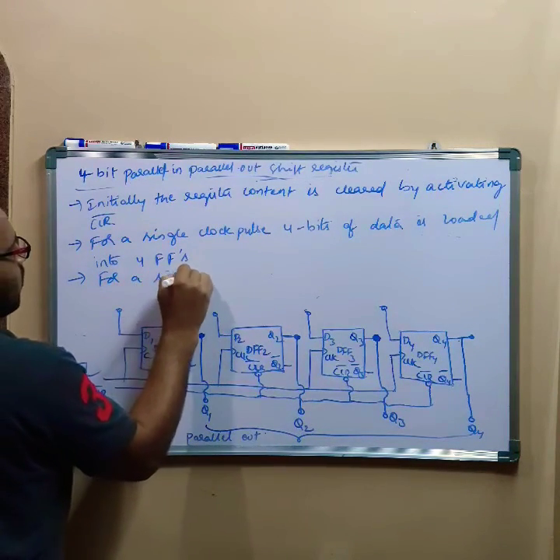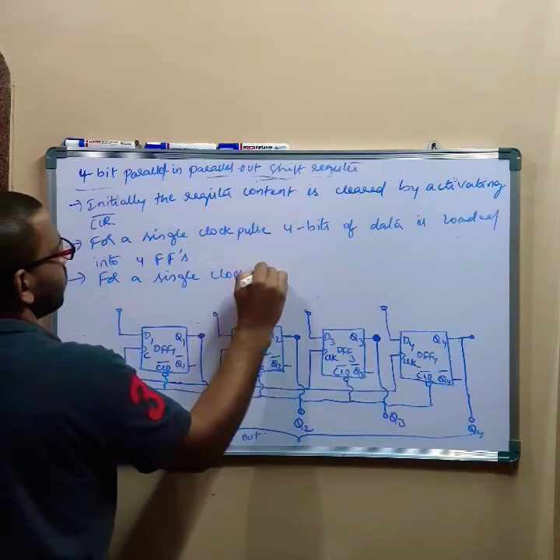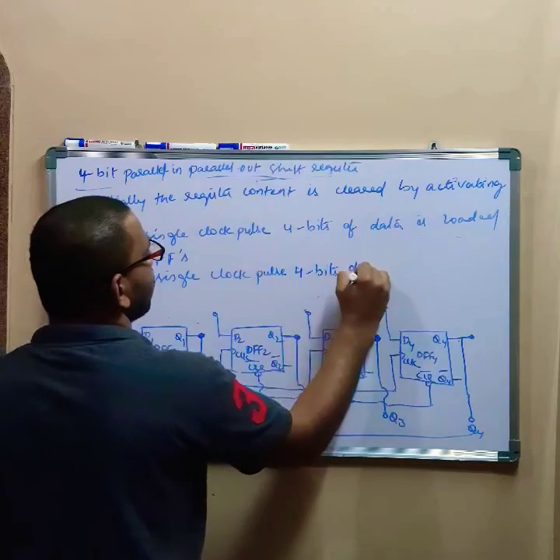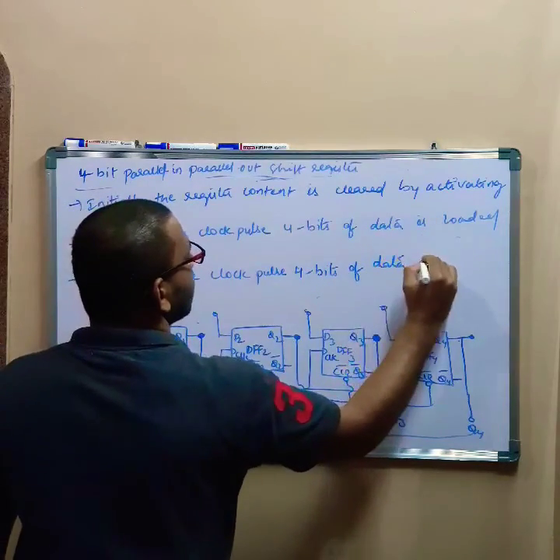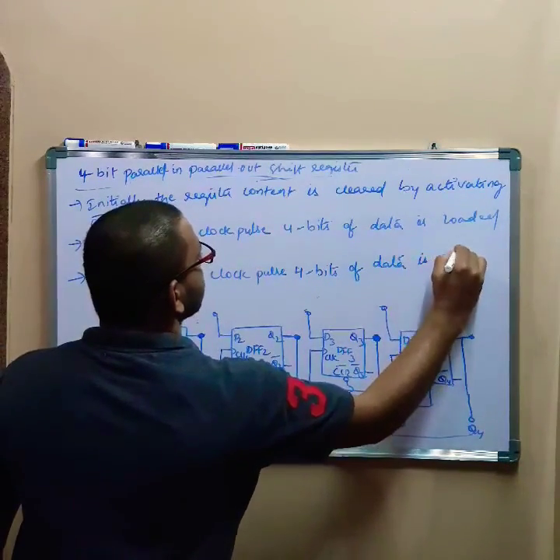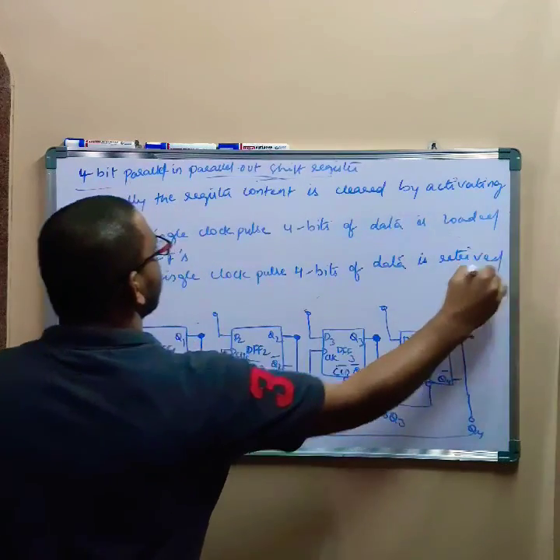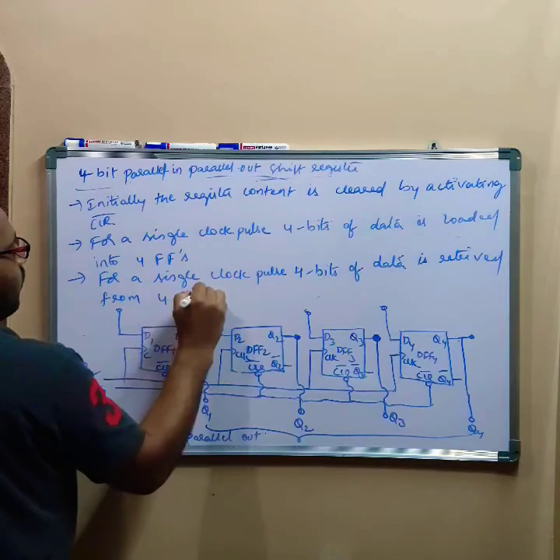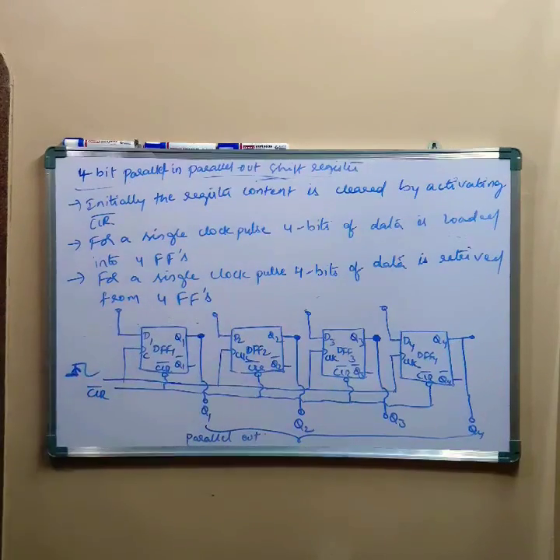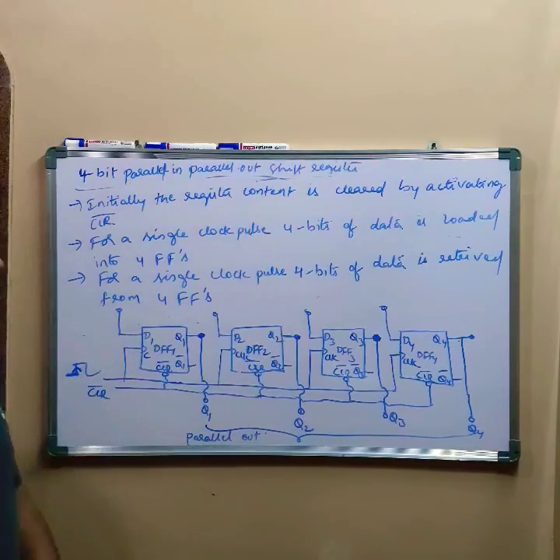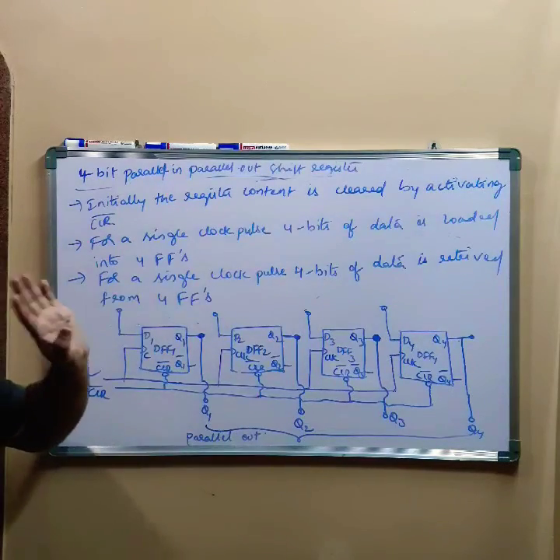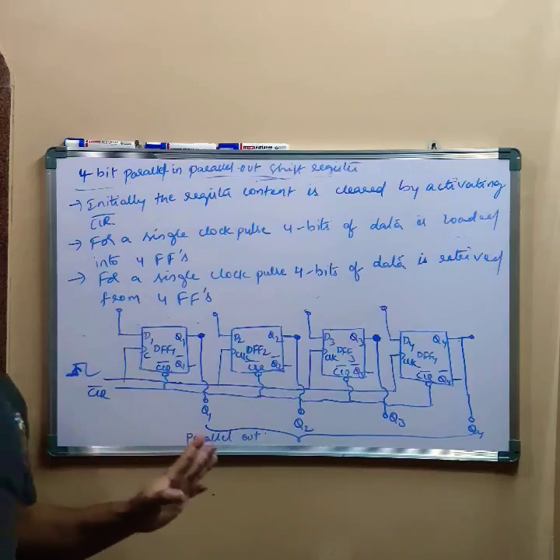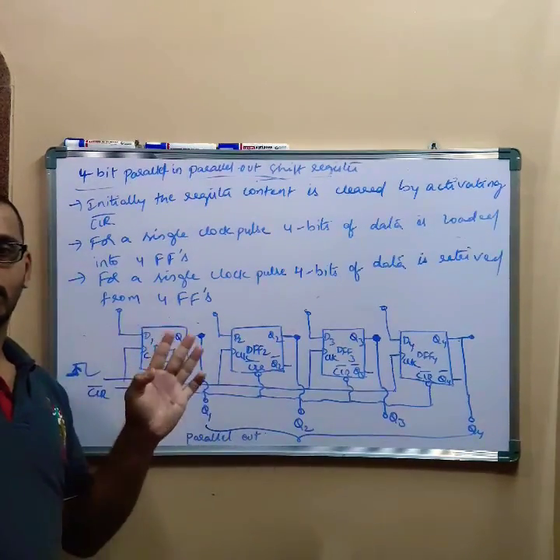For a single clock pulse, 4 bits of data is retrieved from 4 flip-flops. If you draw the logic symbols and the logic circuit, and if you just write these 2 points, you will get full marks. If this question is asked for 10 marks, you will get 10 out of 10, right?